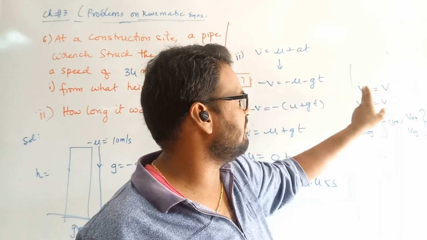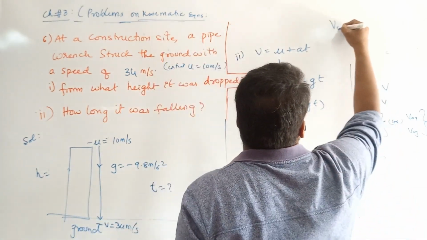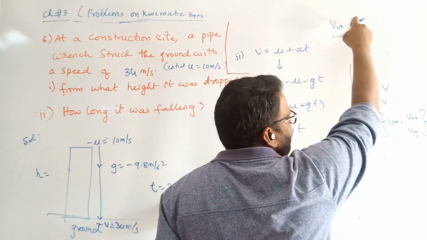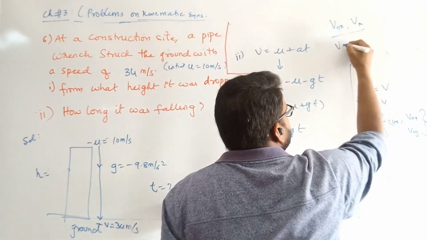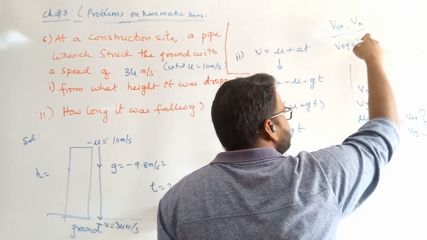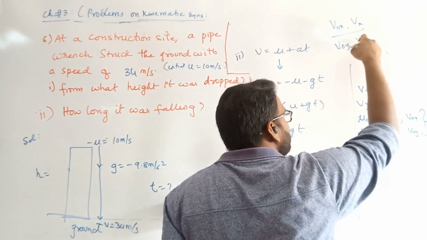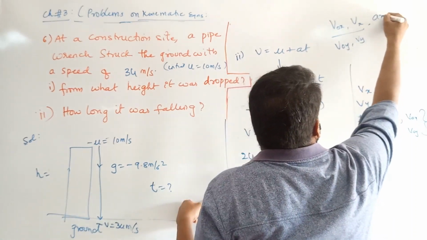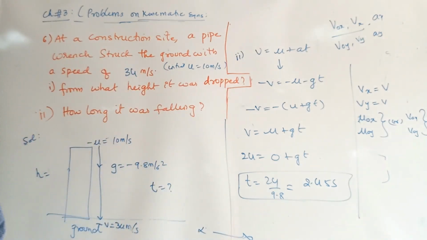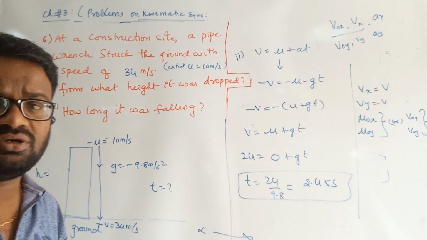Only v itself, two forms: v naught x and vx. What these two are? Initial velocity, final velocity along x direction. v naught y, vy: initial velocity along y-axis, final velocity along y-axis. Then ax, ay: acceleration along x-axis, acceleration along y-axis. Going up or coming down, it is always minus g only.